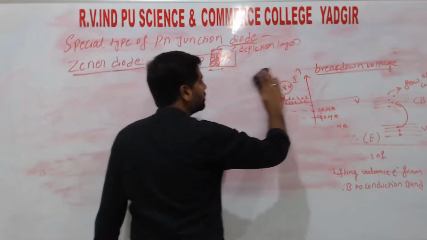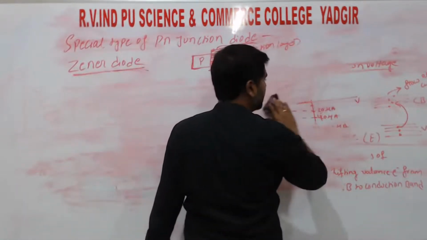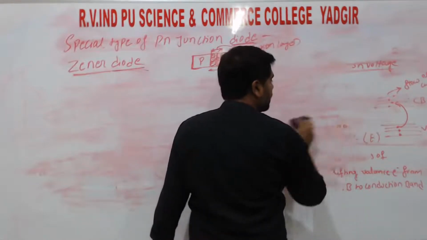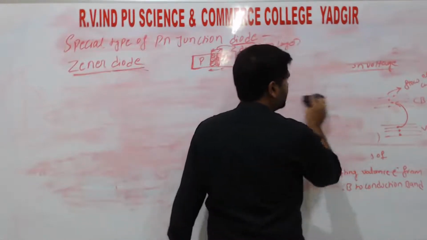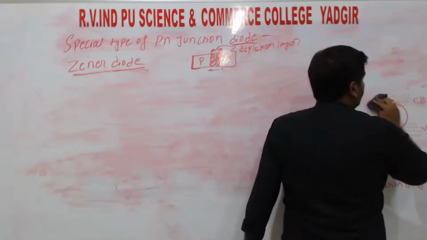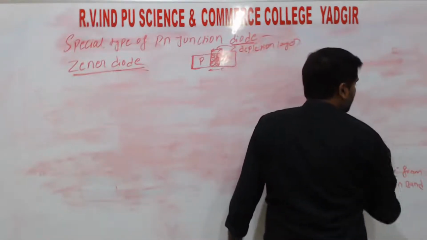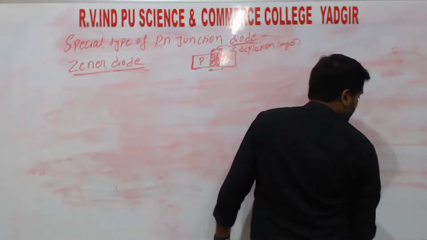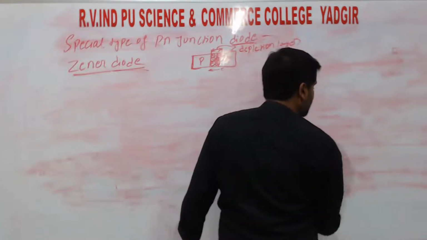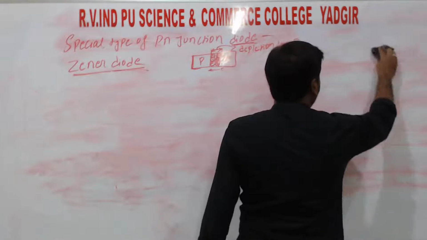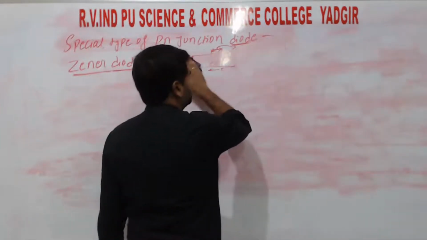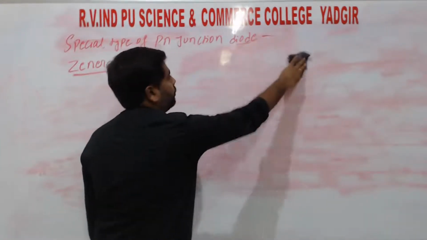The principle is that when the applied voltage, that is the reverse bias voltage, is almost equal to the breakdown voltage, then we get increasing current. That means for a small increase in voltage, we get a large amount of current, or we can say a constant applied voltage with increasing current, right?